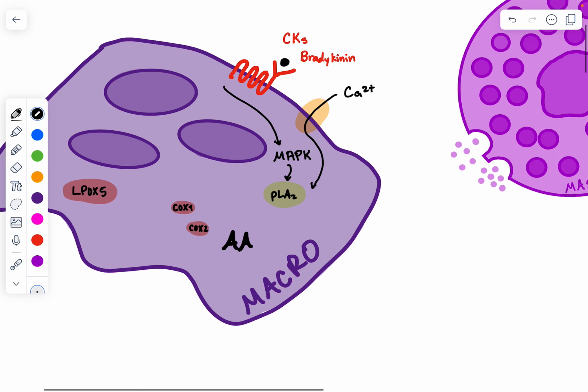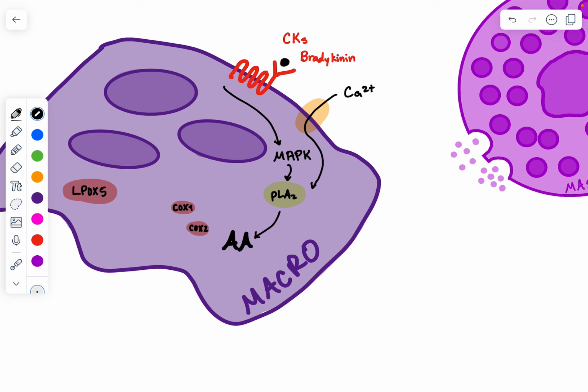As the name implies, phospholipase A2 will cleave arachidonic acid from the phospholipid bilayer. Arachidonic acid is one of the main central mediators of a bunch of these pathways, and so this is probably one of the most important molecules to know for the action of all of these pathways and the downstream effects that they have on the body.